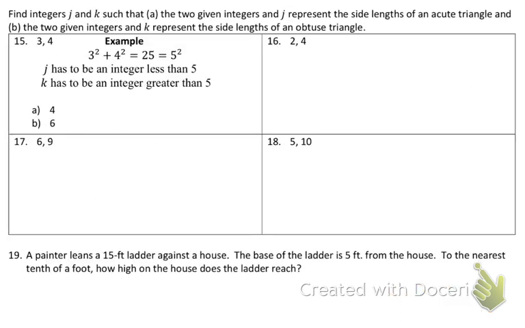I could do one of them. Do you have a preferred one, 17 or 18? 17. All right, 17 says, I'm given 2 legs. I need to find a hypotenuse. Well, I need to find one that will make it acute, and I need to find one that would make it obtuse. So I need one that's too small and one that's too big to actually be a hypotenuse.